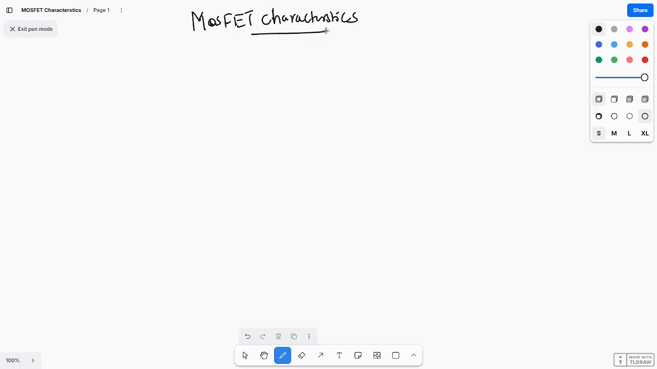If you see the MOSFET characteristics, first we'll discuss the drain characteristics. How will you draw the drain characteristics? You draw them with respect to output voltage, that is VDS, versus output current ID. Output voltage versus output current is nothing but the drain characteristics.